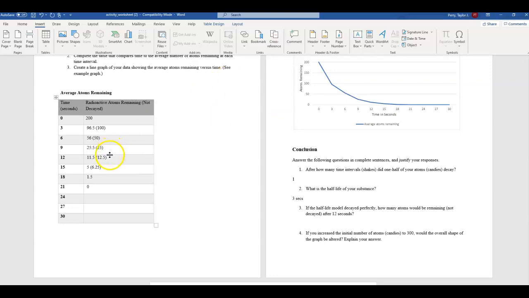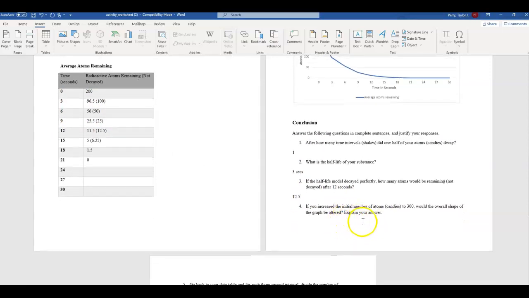Oh, but we can stop at 12, can't we? Because it says, if the half-life of your model decayed perfectly, how many atoms would be remaining after 12 seconds? So pretty much all of you will have that answer, assuming that your half-life is 3 seconds. If it were maybe 6 seconds, then that would be a little bit different.